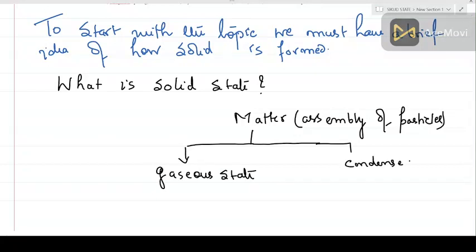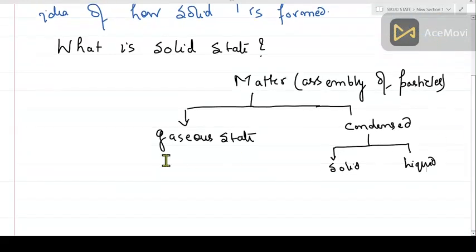But at graduation or post-graduation level, you should know that matter is of two types. The first is the gaseous state, and the second is the condensed state, because solid state physics is also covered under condensed matter physics. Many times in interviews they ask why it is called condensed matter. The condensed matter has two states, solid and liquid. Plasma is a different state, and plasma physics is different. If possible, we will study plasma physics also.